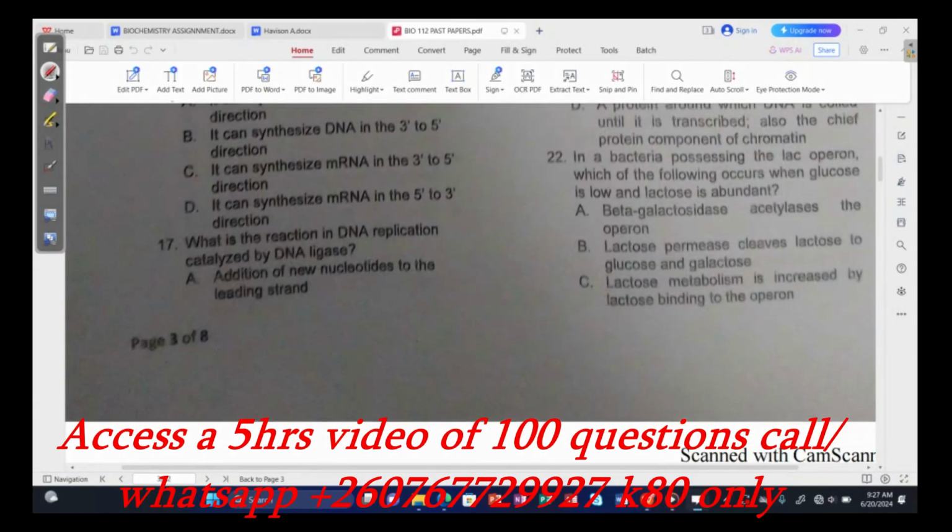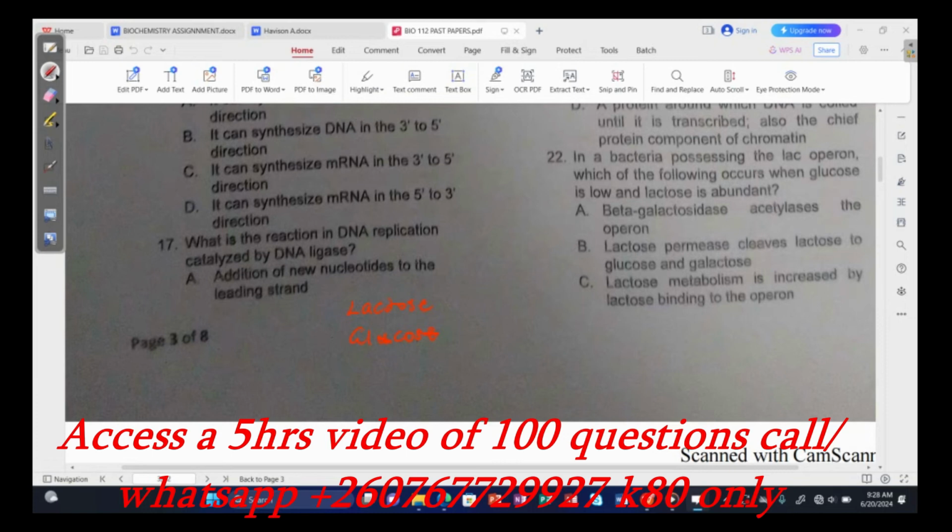22 reads, in a bacteria possessing the lac operon, which of the following occurs when glucose is low and lactose is abundant? So we're still looking at the lac operon. So in the lac operon, for you to understand it better, you should just know the on and off theory. The on and off theory is based on the concentration of these two molecules, lactose and glucose. Okay. So these are the two conditions which are going to determine whether the lac operon will be on or off.